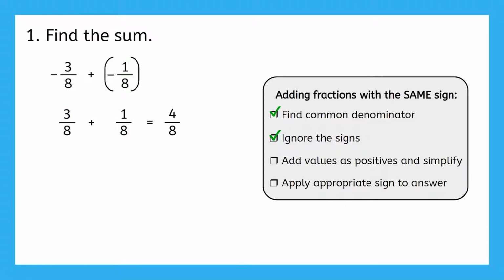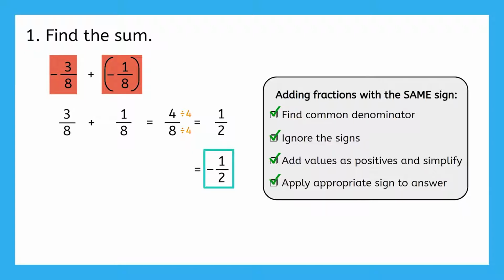Can we simplify the answer? Yes, the greatest common factor of 4 and 8 is 4. So divide the numerator and the denominator by 4 to simplify this to 1/2. Are we finished? Almost. Now it's time to address the sign of our answer. Since we combined negatives, our answer has to be negative. So the sum is negative 1/2.